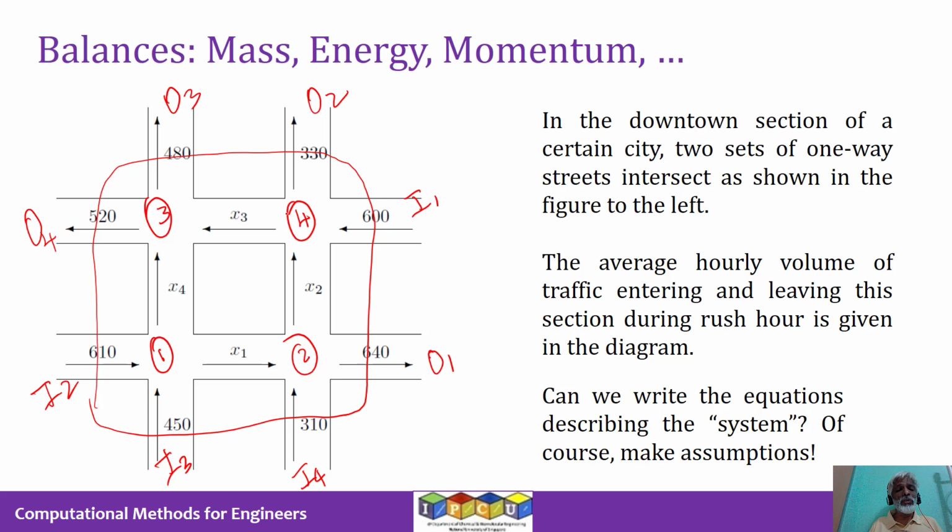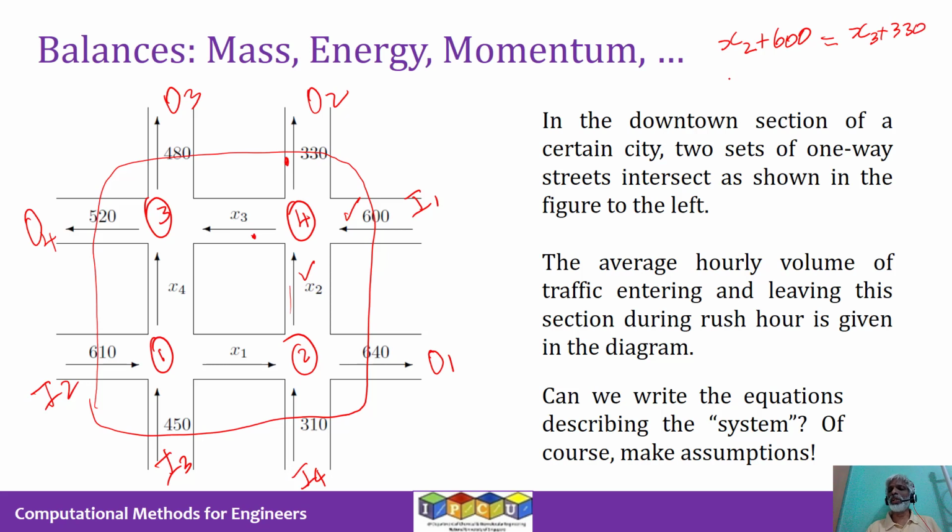So we can write equations for each of those nodes. Let's say for node 4, the total inputs are, if you take node 4, this is an input stream for that node, this is an input stream for that node, this is the output stream, and this is the output stream for that node. So I can write x2 plus 600. That is the total inflow through node 4. And that should equal, because we are assuming steady state, the total flow out of node 4. So that should equal x3 plus 330.